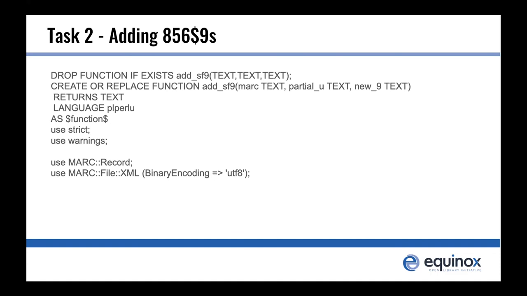I'm going to send it the MARC. I'm going to send it a couple of pieces of text, a partial U and a new nine. So what those are, respectively, is sometimes a record will have multiple 856s in it, and you don't necessarily want to add your subfield nine to every 856.